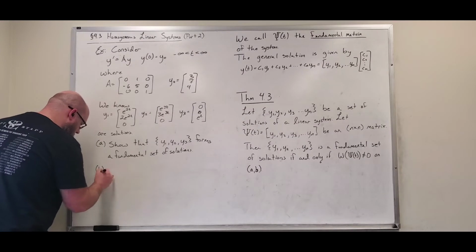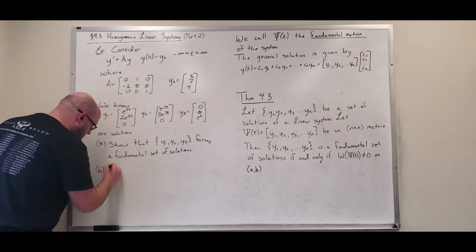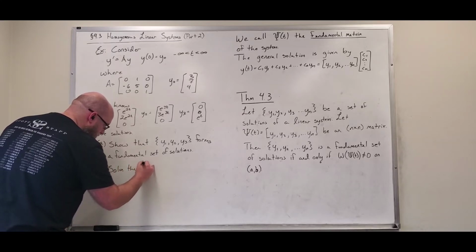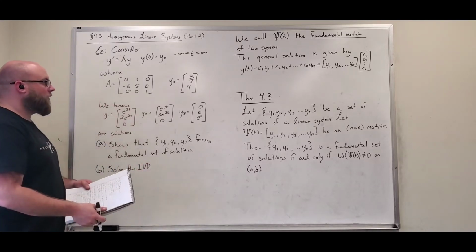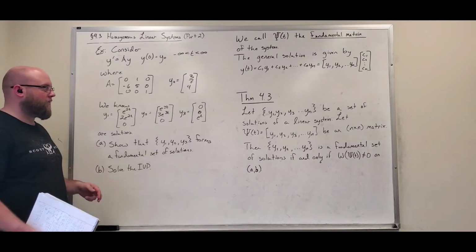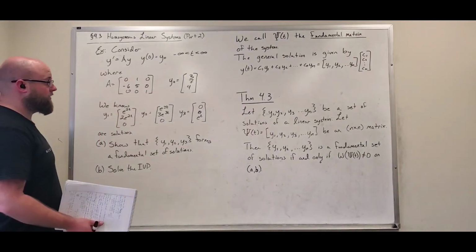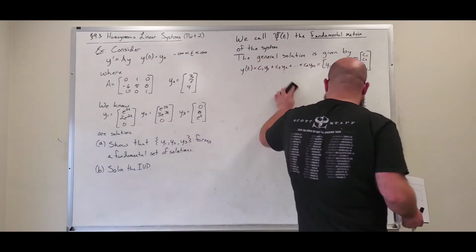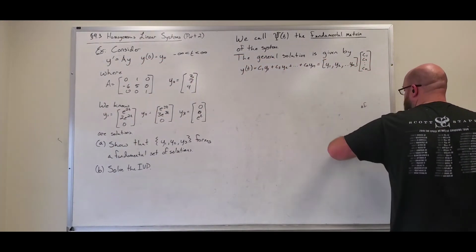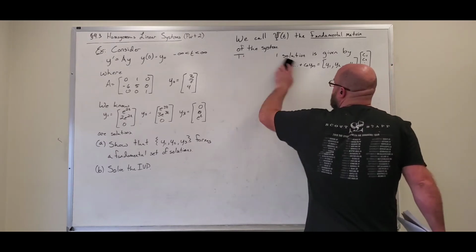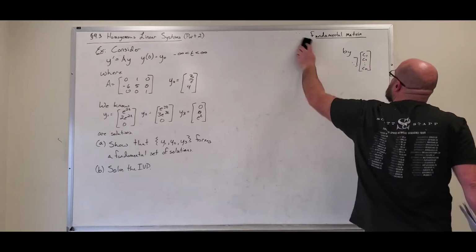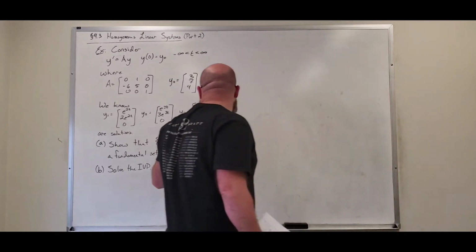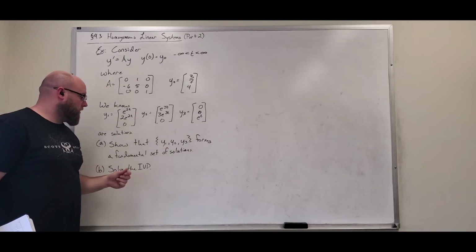And part B, I want to solve this IVP. Okay, I want to find out what that C1, C2, and C3 are for these specific values when t is equal to 0. All right. Again, what do we need in order to, and we just talked about this too, so your answer should be quick when I ask it. All right, so what do we need to show that this particular set of y1, y2, y3 forms a fundamental set?